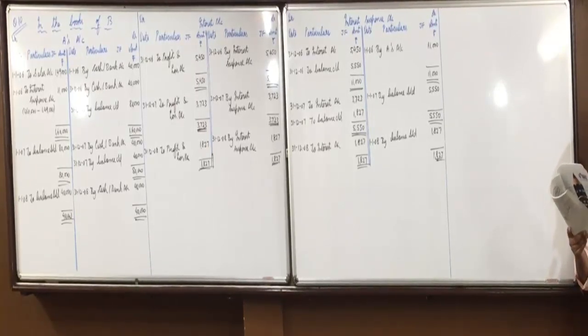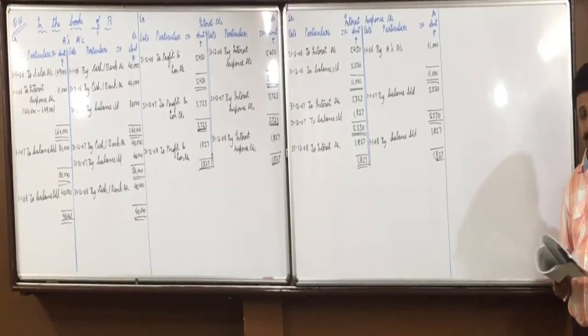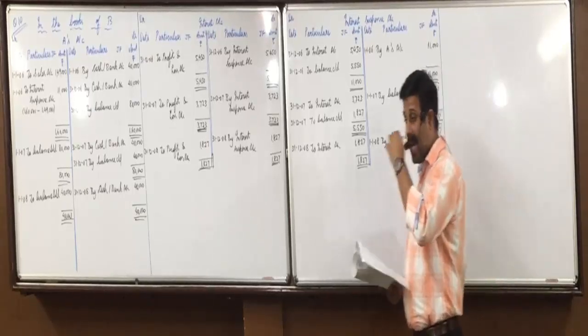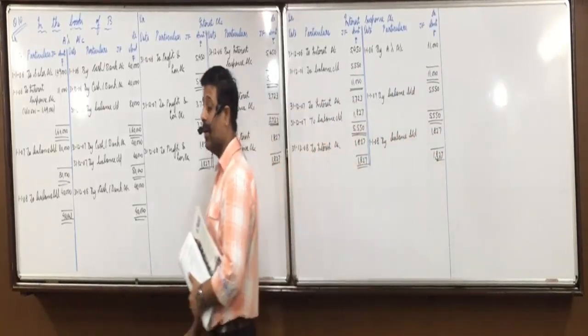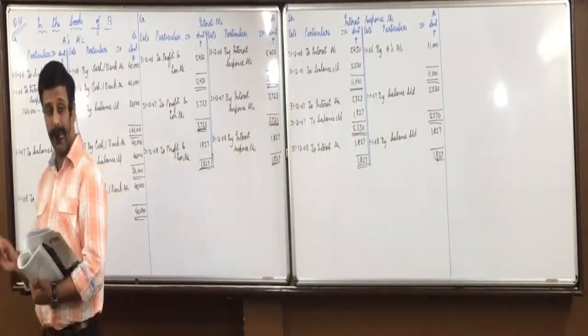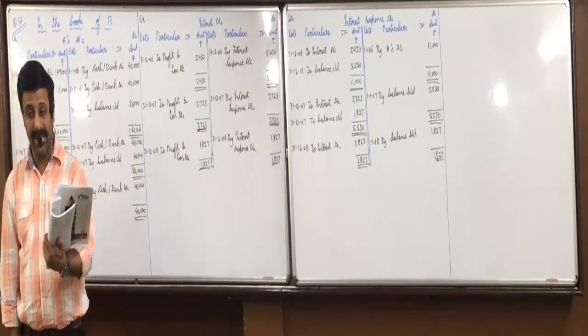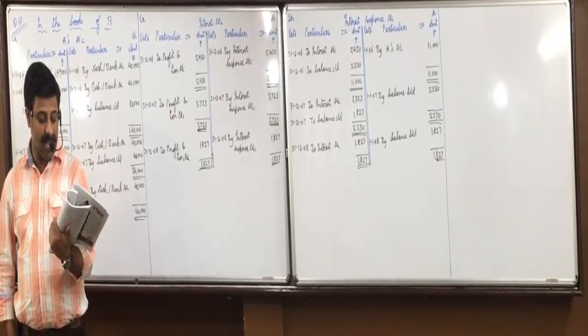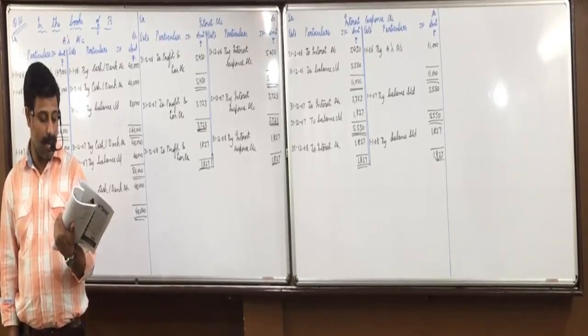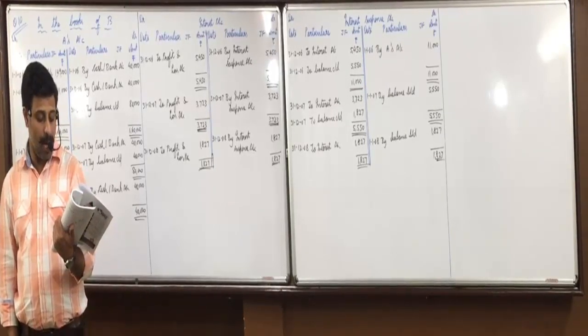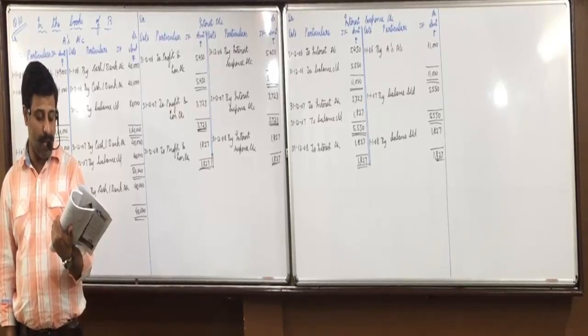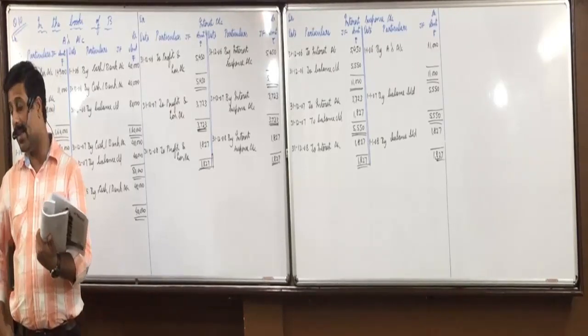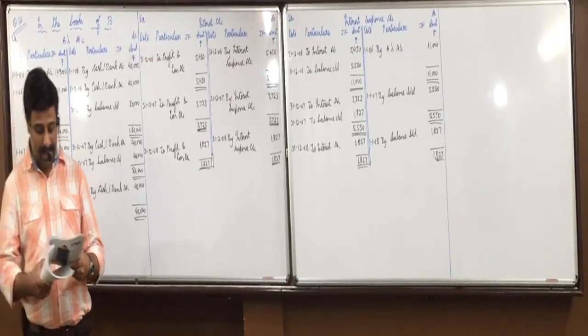Distinction between hire purchase and installment system. Nature of agreement, hiring and sale. This can come in MCQ. Hire purchase is an agreement of hiring and installment purchase is an agreement of sale. Second, passing of ownership. In the first one, hire purchase, only when all installments are paid, and in installment purchase, on signing the agreement. You get the ownership immediately on signing the agreement.